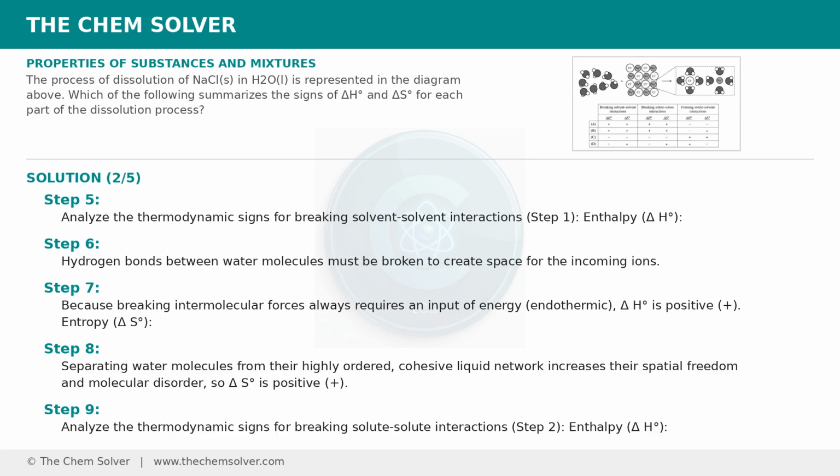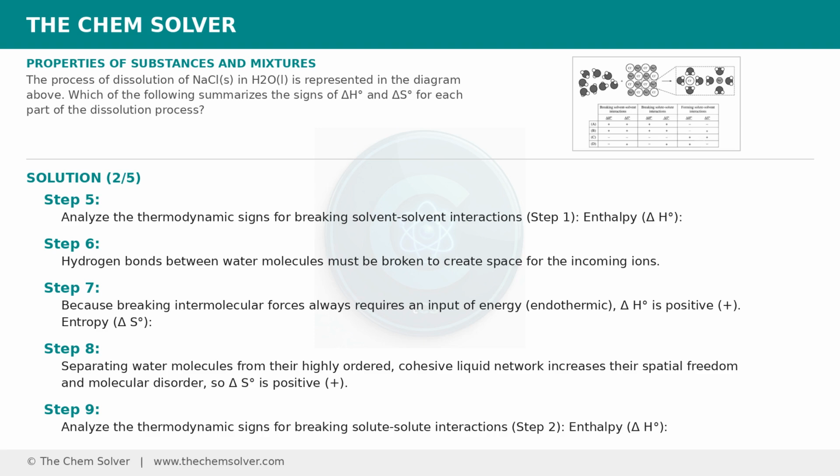Analyze the thermodynamic signs for breaking solvent-solvent interactions. Step 1. Enthalpy, delta H degrees. Hydrogen bonds between water molecules must be broken to create space for the incoming ions. Because breaking intermolecular forces always requires an input of energy, endothermic, delta H degrees is positive, plus symbol. Entropy, delta S degrees. Separating water molecules from their highly ordered, cohesive liquid network increases their spatial freedom and molecular disorder. So delta S degrees is positive, plus symbol.